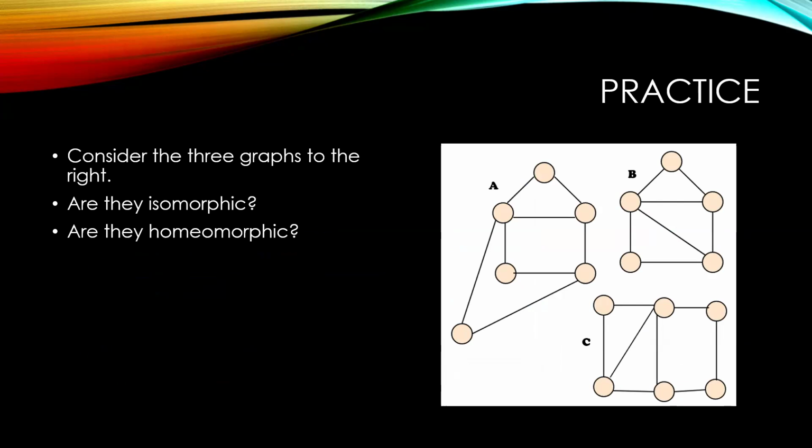Taking a quick look at it, one thing we can do is consider the number of nodes, the number of vertices. Notice that A and C both have 6 vertices, whereas B does not. Because of that, we know that B is not going to be isomorphic to either A or C, but there is a chance that A and C do have the same structure. What we'd really want to do is figure out how many edges each one is connected to and see if the structure matches up.